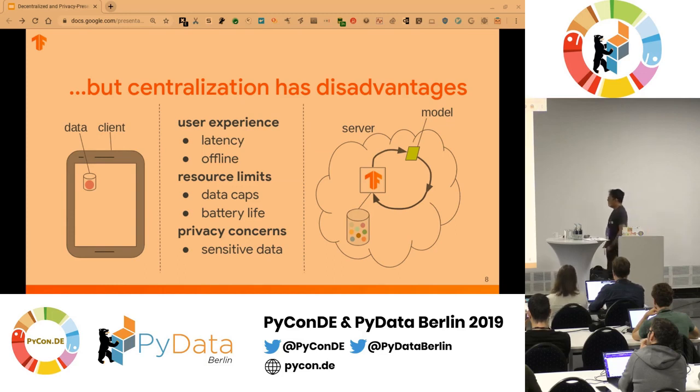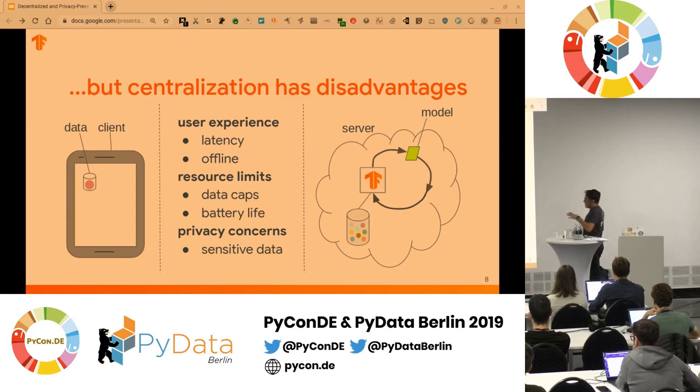So, but centralization has its clear disadvantages, right? I think we talked about this briefly. We now introduce latency. If you're offline, then it just becomes impossible to learn. And then there's actual cost involved, not just privacy concerns, but there's actual costs involved in learning on the server. The data caps, there's battery life. I talked about all these things. It's just a recap of the same thing.